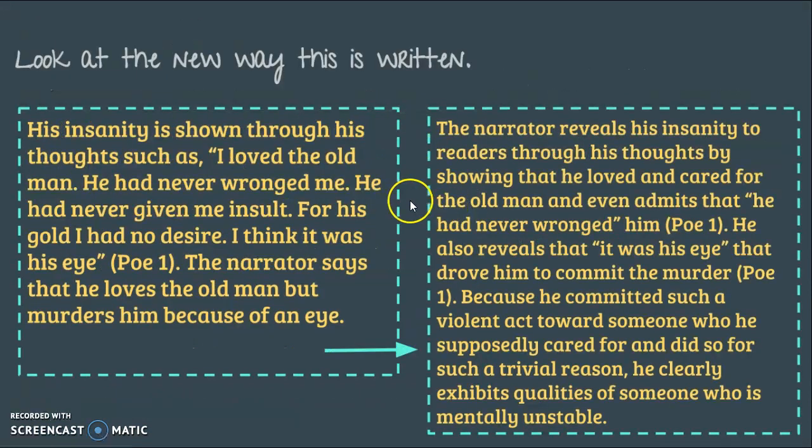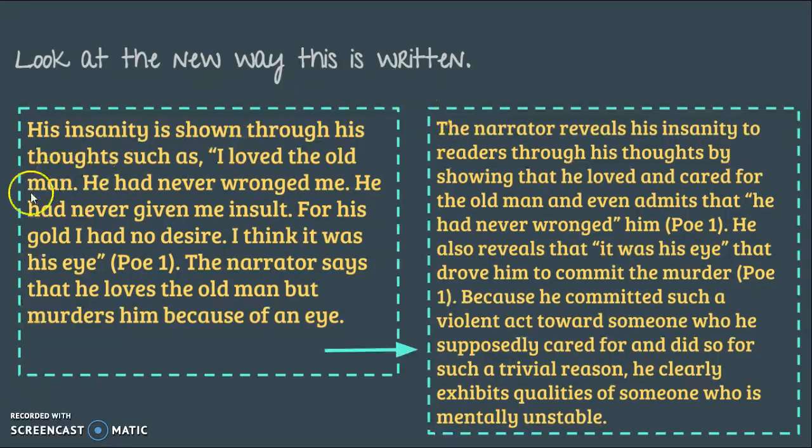So check out the way that this is written, the new version. The narrator reveals his insanity to readers through his thoughts by showing that he loved and cared for the old man and even admits that he had never wronged him. He also reveals that it was his eye that drove him to commit the murder. Because he committed such a violent act toward someone who he supposedly cared for and did so for such a trivial reason, he clearly exhibits qualities of someone who is mentally unstable.